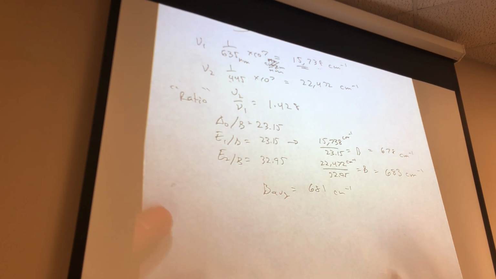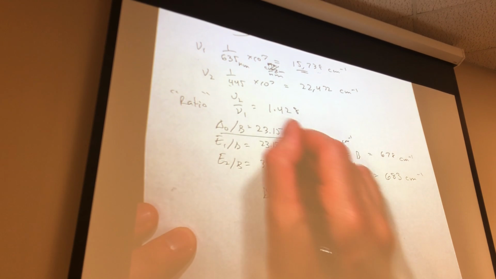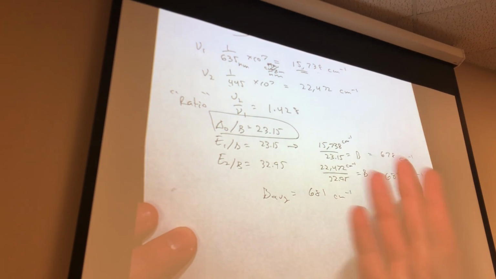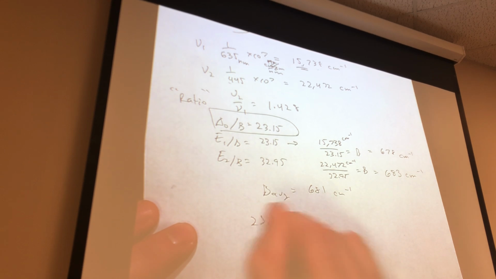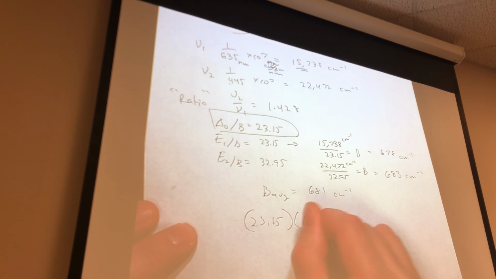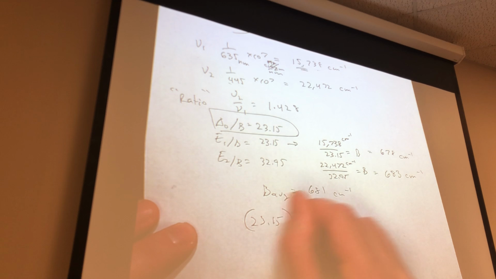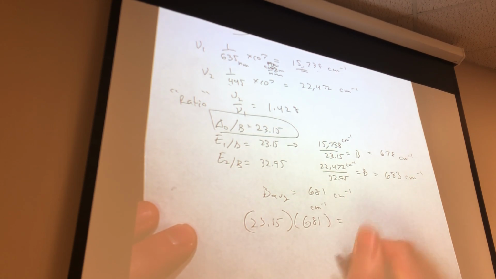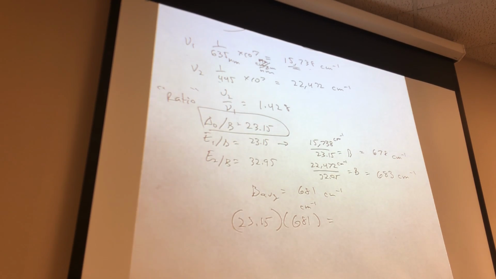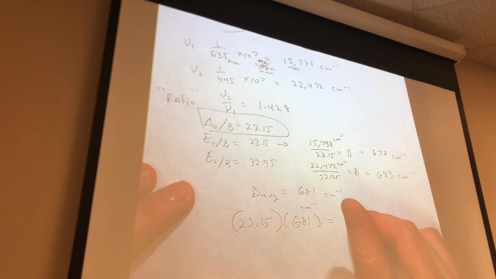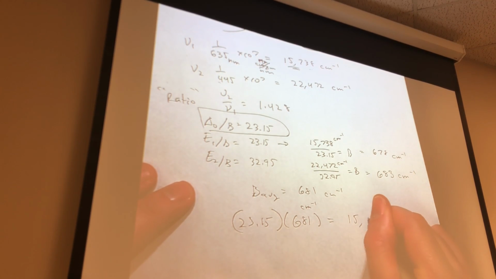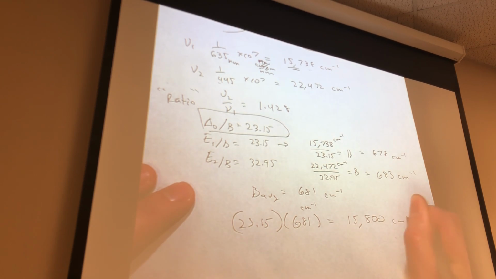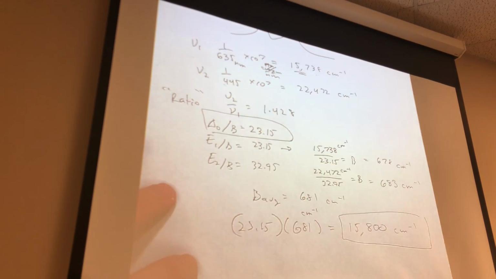Okay. So now I know my B, so I know this is also true: delta O divided by B is 23.15. So if I take 23.15 and multiply it by B, which is 681, this is unitless, this is in inverse centimeters. My answer is going to pop out in the octahedral field in this energy unit, inverse centimeters. I get, I'll just round it off, 15,800.